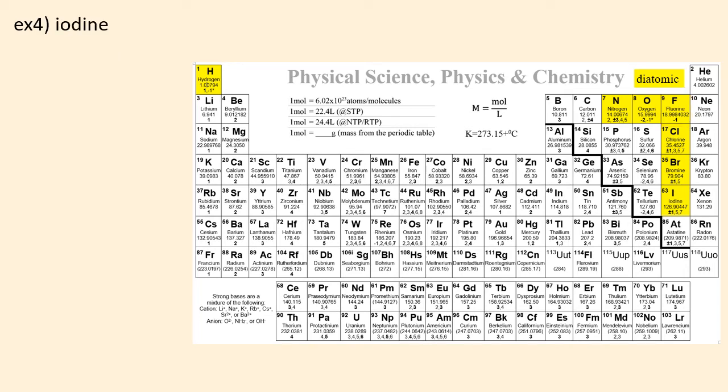Example 4, I have iodine. So I go to my periodic table, I find iodine. It's been highlighted because it's a diatomic, so therefore I can't write just I, I would have to write I2.